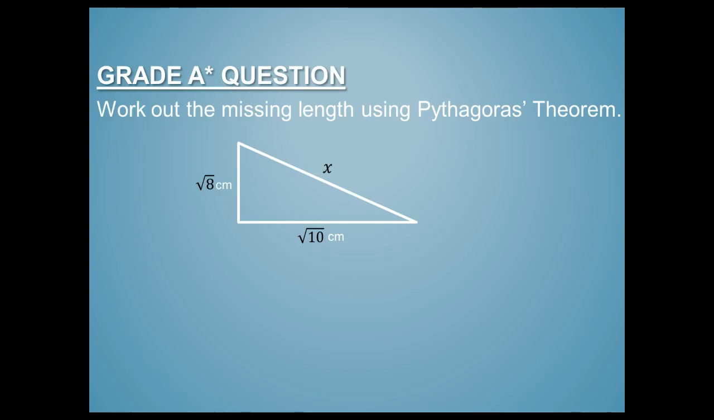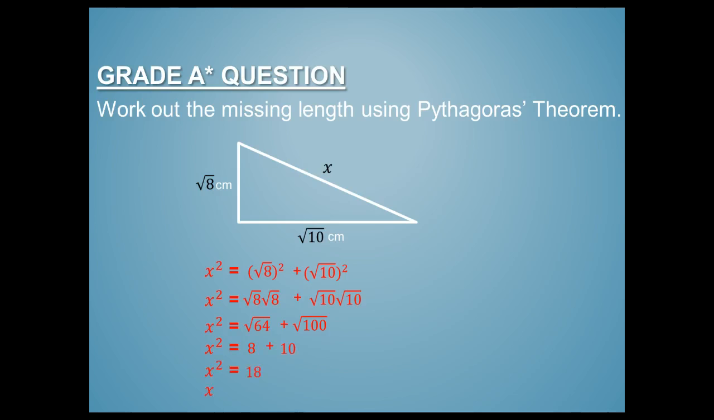What about the missing length? As I say, this is what I would call a grade A star question. Work out the missing length using Pythagoras' theorem. Okay, we know Pythagoras' theorem is a squared plus b squared equals c squared. So in this case, we've got square root of 8 squared plus the square root of 10 squared equals x squared. Square root of 8 squared is just going to be 8, or root 8 times root 8, which is going to be 8. Same with square root of 10, it's just going to be 10. So x squared is going to equal 8 plus 10, which is 18.